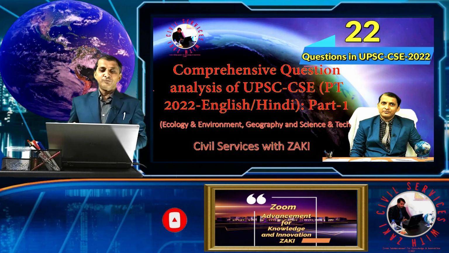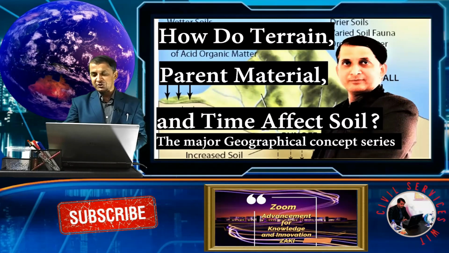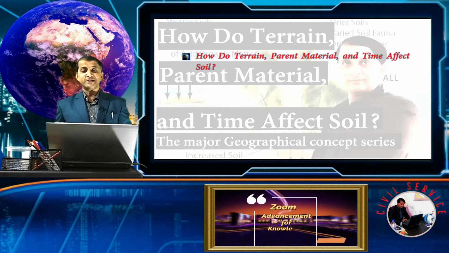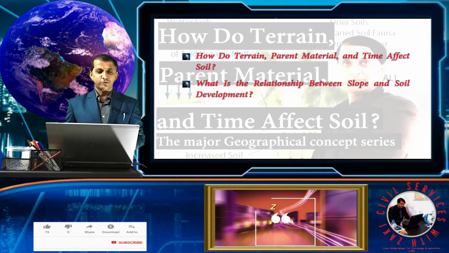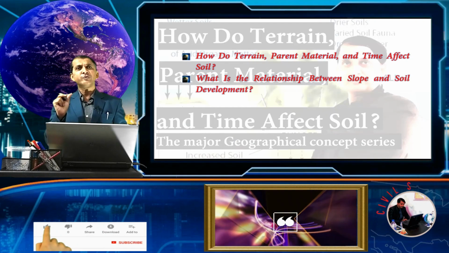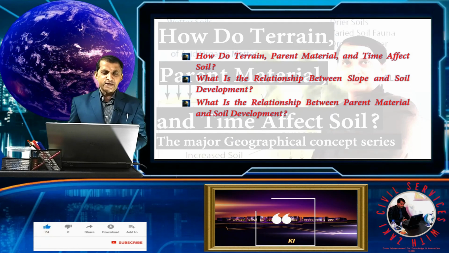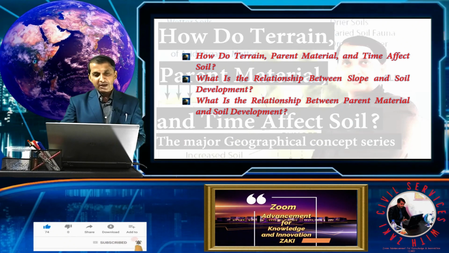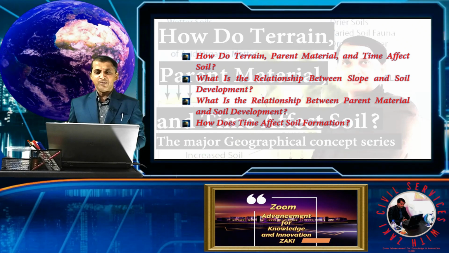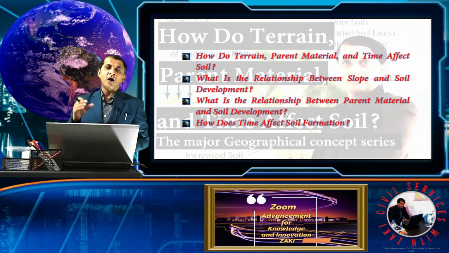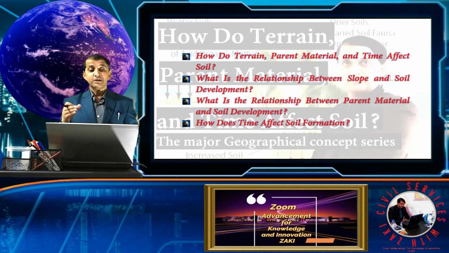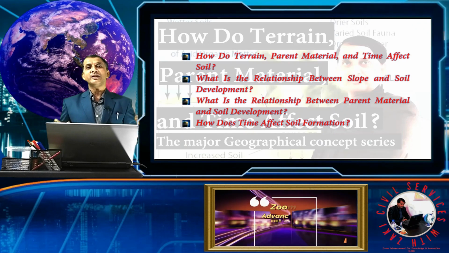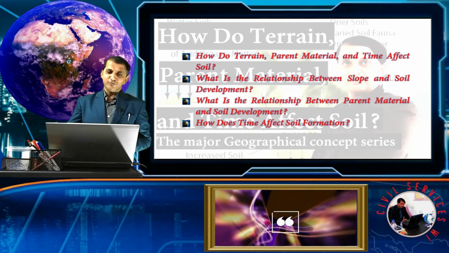So we move forward and see what are today's topics. First, how do terrain, parent materials and time affect the soil? Number two, what is the relationship between the slope and soil development? And another is, what is the relationship between the parent material and the soil development? And also, how does time affect the soil formation? For all these topics, please stay with us till the end of this video. So let's move forward and see.